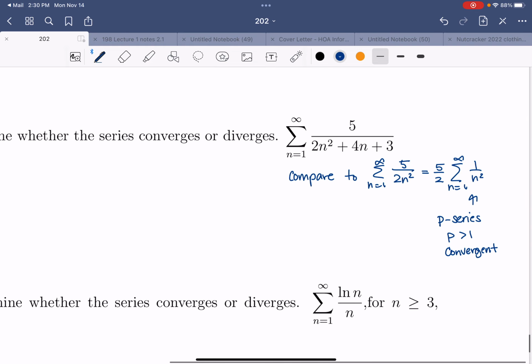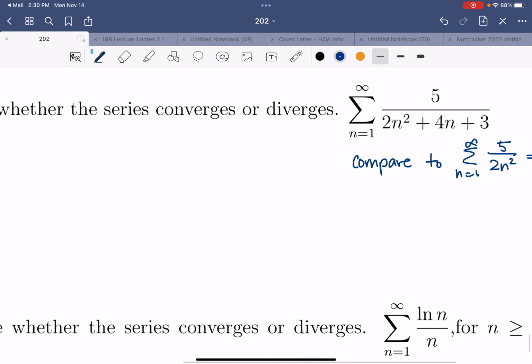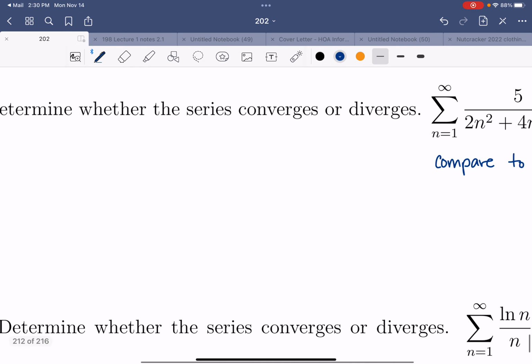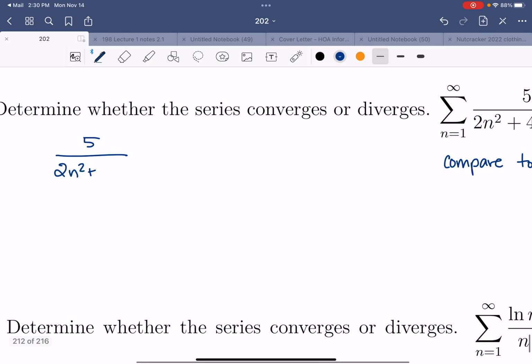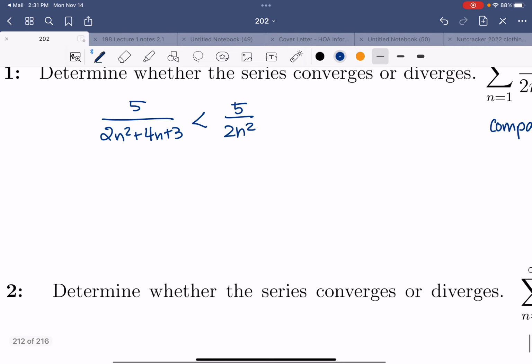So in order to show that ours also converges, we need to show that this is less than. Okay, so can we state that? Well, we're going to say that 5 over 2n squared plus 4n plus 3 is less than 5 over 2n squared. If this is true, then it's less than my bn, and my bn converges, so the an will converge. We can do this by multiplying both sides together.